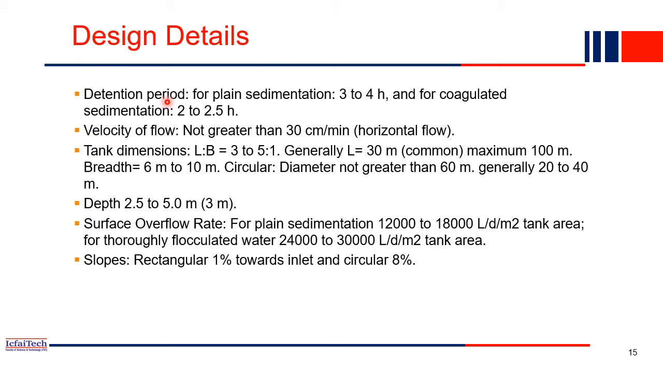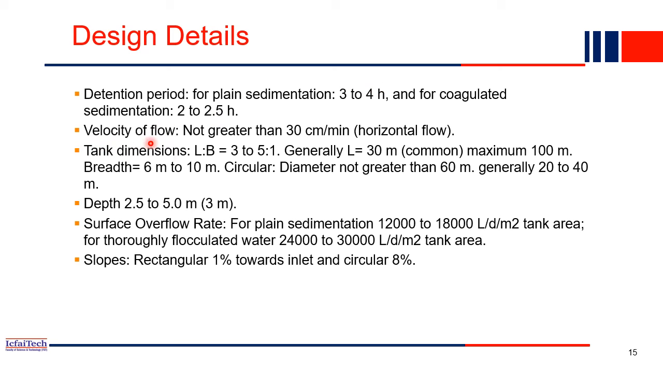The detention period normally for plain sedimentation is in this range: 3 to 4 hours normally we keep it. And for coagulant sedimentation, coagulant means if you add any chemicals into the sedimentation, then the detention period is reduced. It is 2 to 2.5 hours. So depending on whether we are going with plain sedimentation or coagulant sedimentation, that is the detention period. Whenever we are designing the water treatment plant, we can choose the detention period in this range.